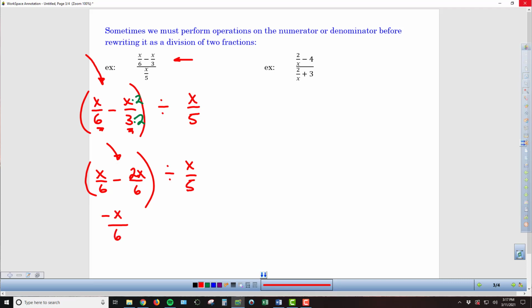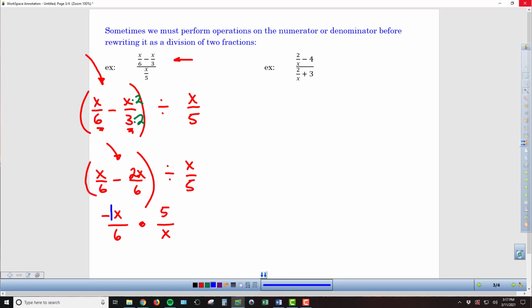still over 6. And now at this point it makes sense for me to rewrite this as a multiplication question. So I'm going to change the division to multiplication, and then I'm going to flip that second fraction, make it 5 over x. And so now we're ready to go ahead and do any reducing that we can. So in this case, I can see that there's an x that's in common in the top and bottom, even though this top one is a negative x.